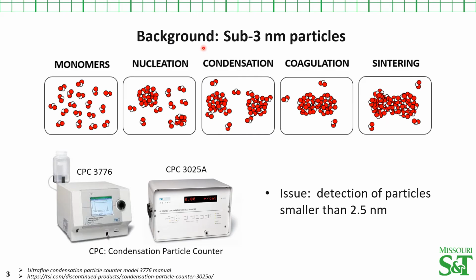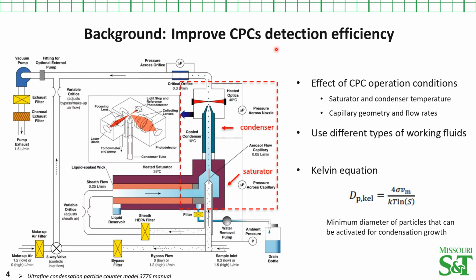Okay, let's see background. The measurement of particle formation with size below 3 nanometers is critical because it helps understanding of atmospheric nucleation, particle formation, and growth. Currently, a condensation particle counter, also called CPC, has been widely used to measure the concentration of aerosols. However, it's challenging for CPCs to measure particles below 2.5 nanometers due to the insufficient activation of these particles. This raises the question, how can we improve the CPC detection efficiency for smaller particles?